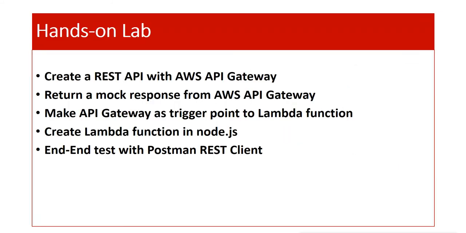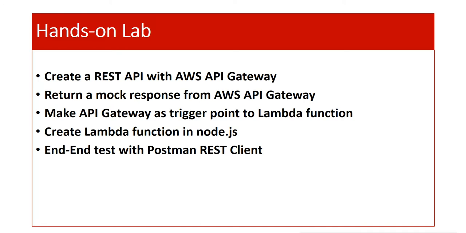We'll create a REST API with AWS API Gateway. There I'll explain AWS API Gateway at a very high level. I'll not go through each and every bit though. I'll simply explain what AWS API Gateway is. Then we'll create a mock response from API Gateway. It means before writing any code in AWS Lambda, we'll create a mock response from API Gateway. Then we'll make API Gateway a trigger point for the Lambda function.